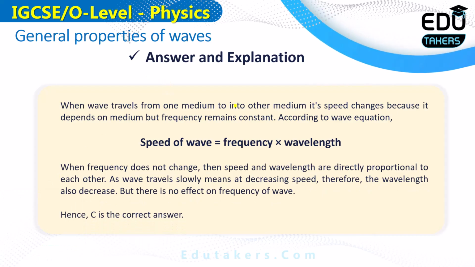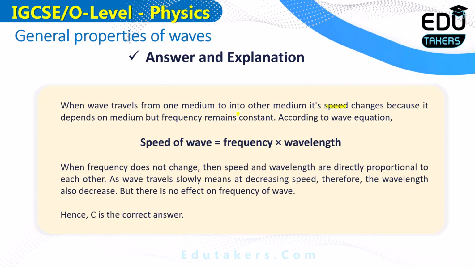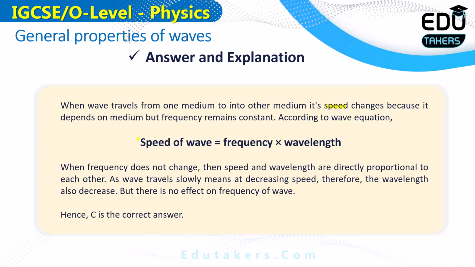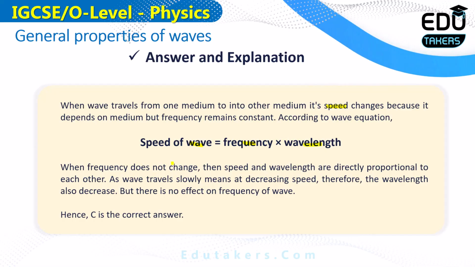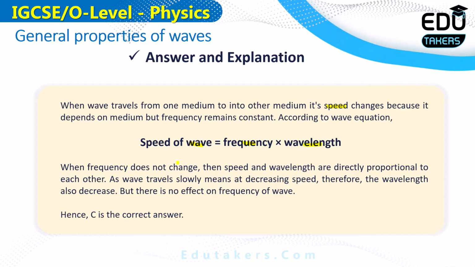When a wave travels from one medium into another medium, its speed changes because it depends upon the medium, but the frequency remains constant. According to the wave equation, speed of the wave equals frequency multiplied by wavelength, where frequency does not change in refraction. When the frequency doesn't change, then the speed and wavelength are directly proportional to each other.